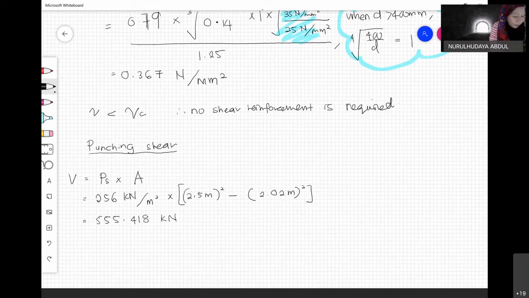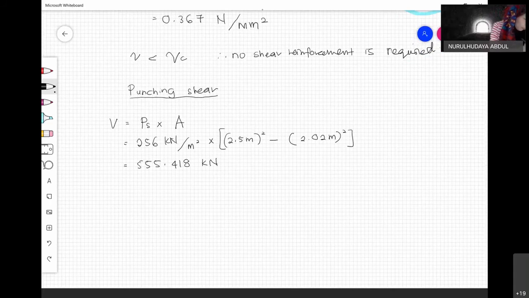Kilonewton sahaja. Then we need to calculate the shear stress so that kita boleh compare dengan VC, which is concrete shear stress. Okay, tapi formula dia lain sikit, which is V equal to V besar, which is this V, but perimeter ataupun circumference, as budak-budak millennial panggil, darab dengan D. Okay. So D is effective depth, but ada perimeter kat sini. So we need to find the value of perimeter.